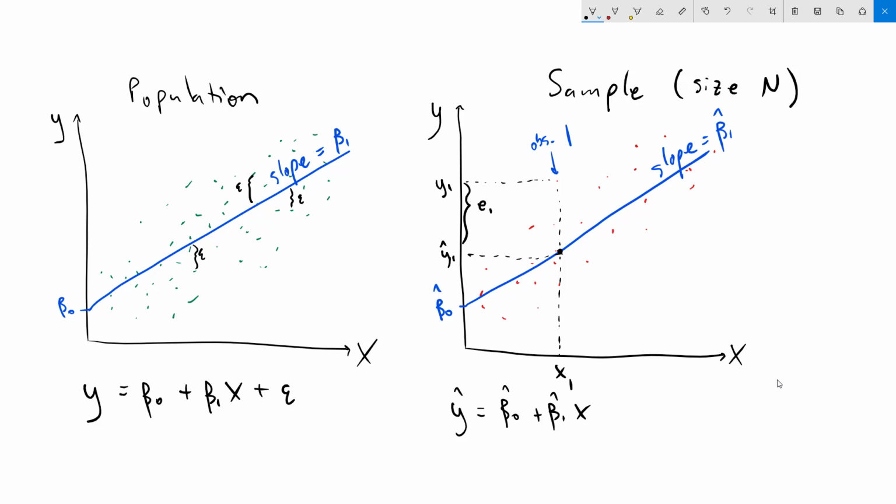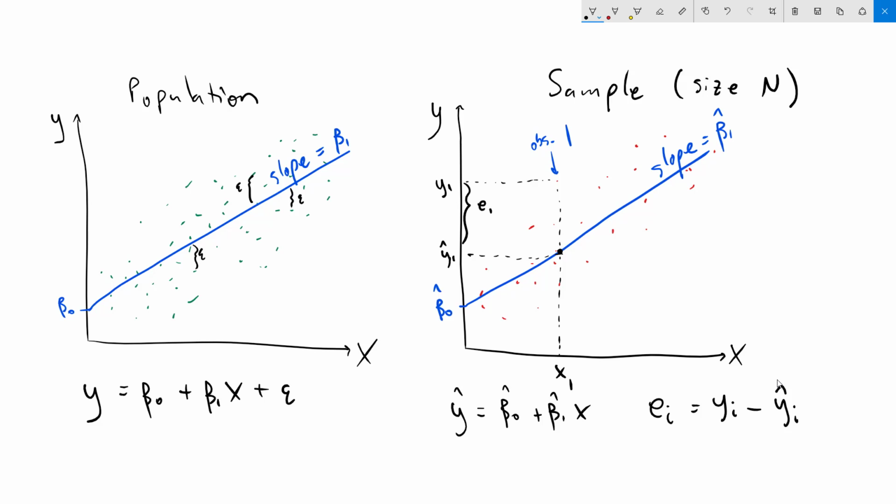Remember from the previous set of videos that ei equals yi minus yi hat, and that some of those e's are going to be positive, some of them are going to be negative.